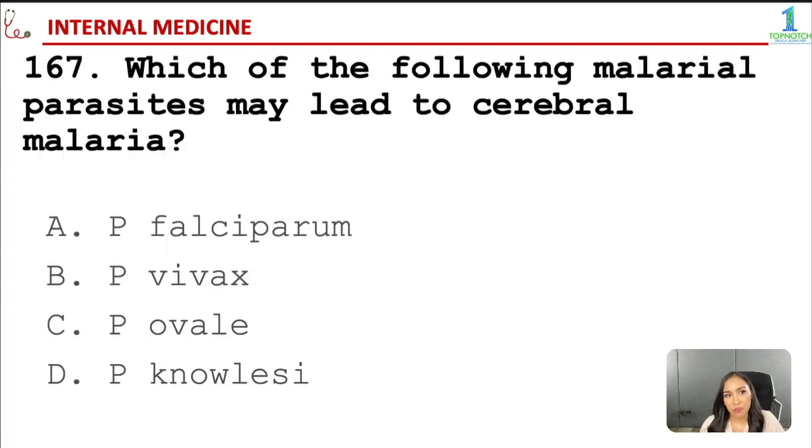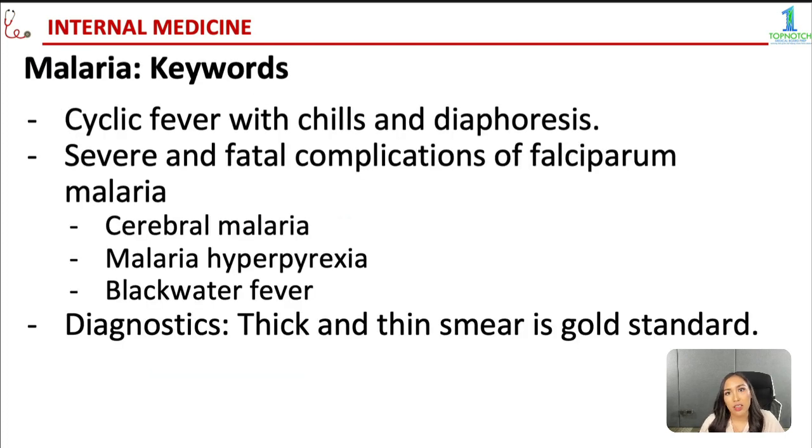Okay? Which of the following malarial parasites may lead to cerebral malaria? The answer is P. falciparum. Yung falciparum, very malala. Okay? Let's look at the malaria keywords. Cyclic fever, chills, and diaphoresis. Tas ang severe and fatal complications from falciparum malaria: cerebral malaria, malaria hyperpyrexia, and black water fever. Diagnostics include thick and thin blood smear. Gold standard yon.